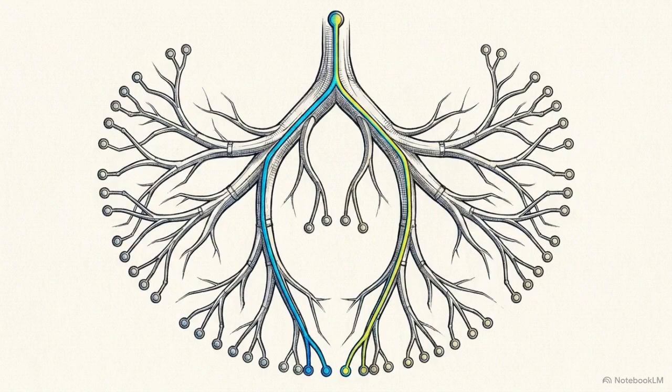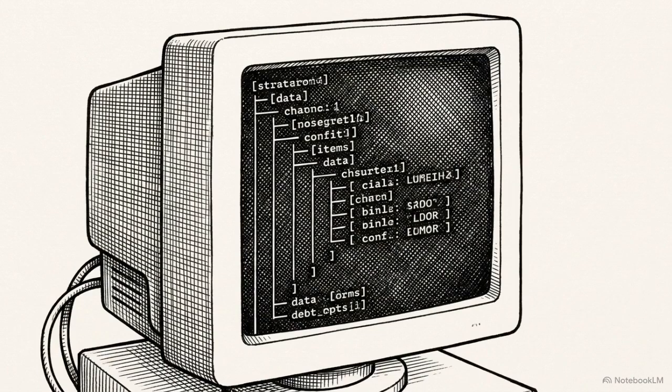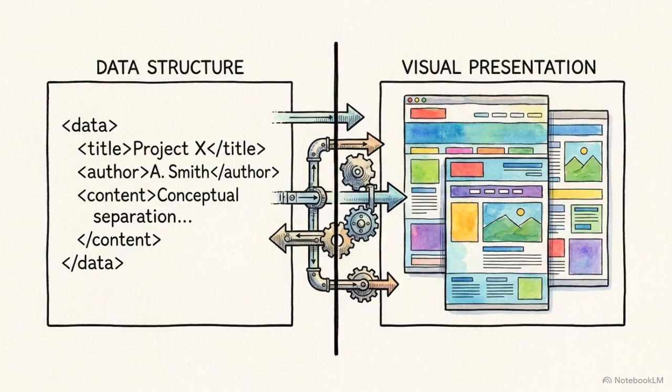Because the structure is so deeply nested and rigidly defined, a software parser can navigate the document algorithmically. It never has to guess if a price belongs to item A or item B, because the hierarchy makes the relationship mathematically explicit. Looking at this data tree, you will find 0 instructions regarding fonts, colors, or visual layouts. This represents a strict separation of content from presentation.